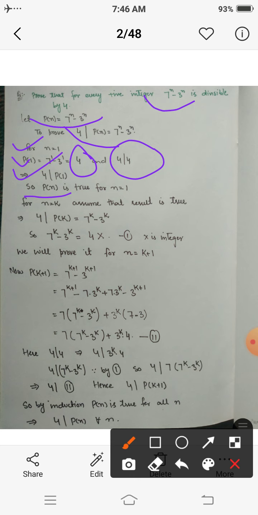Now let's assume that the given statement is true for p of k. That is p of k, which is 7 to the power k minus 3 to the power k. So when it is true by assumption, this means that 4 divides p of k.